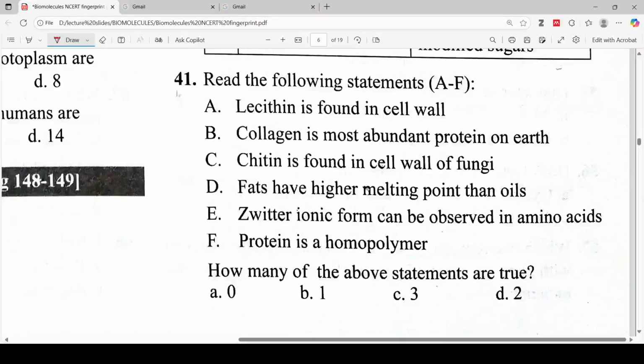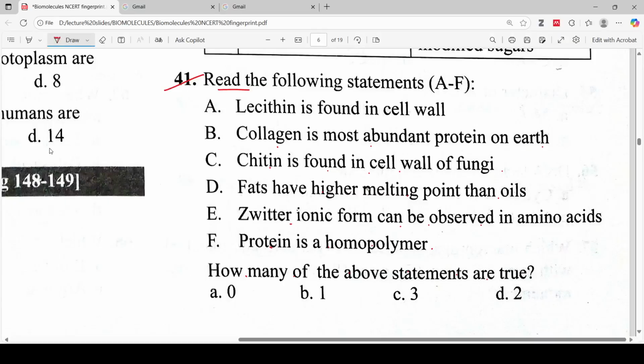Read the question number 8 to 41. Read the following statements. Lecithin is found in cell wall. Collagen is the most abundant protein on earth. Chitin is found in the cell wall of fungi. Fats have a higher melting point than oils. Zwitterionic form can be observed in amino acids. Protein is a homopolymer. How many of the above statements are true?